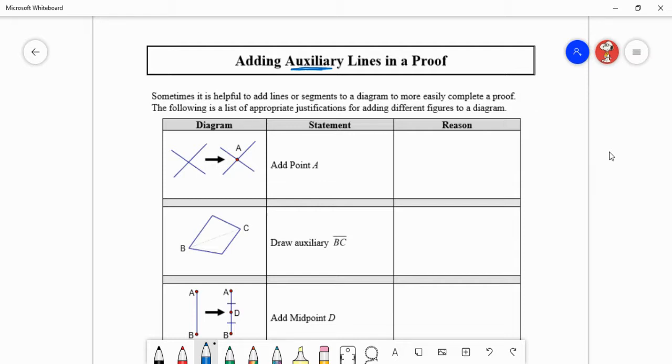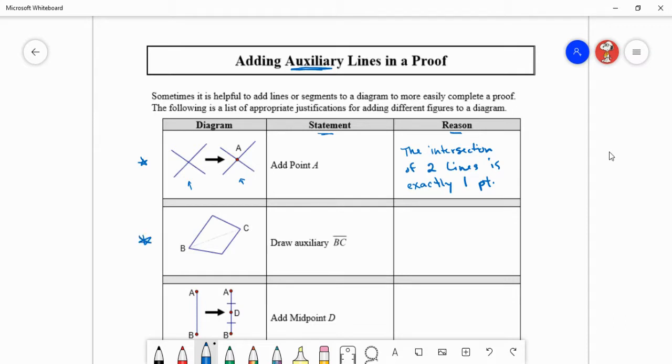So the first thing, perhaps we need to add a point to our diagram, okay? If we take a look here in our diagram, we've got a couple of lines, and then we've added just an intersection point. So in our proof, we have our statement column and our reasons column. The statement would just say add point A or draw point A. Our reason would say the intersection of two lines is exactly 1 point. This is one of the very first postulates we got at the very beginning of the year. So those early postulates actually are going to follow through with several of these reasons.